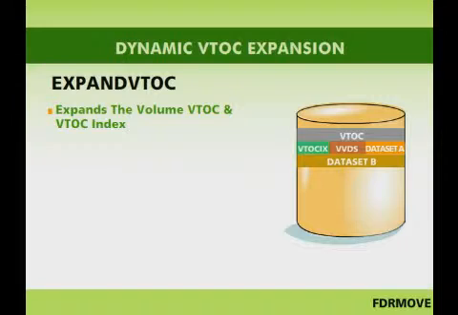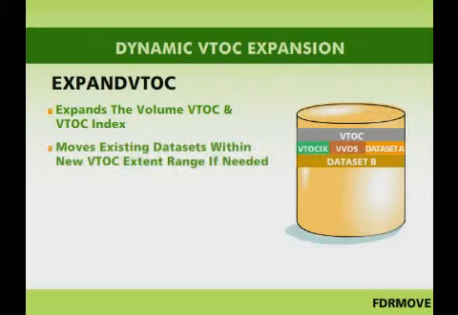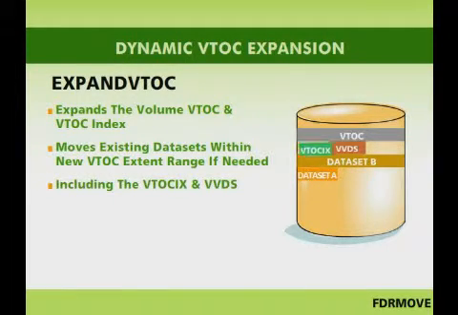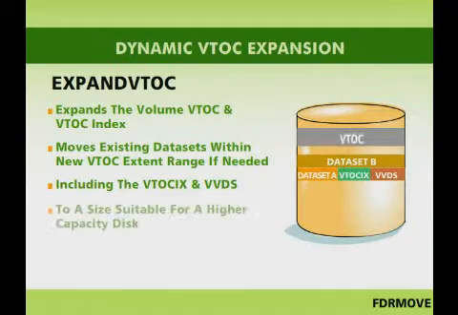The VTOC is expanded to a size you specify, and the VTOC index will be automatically increased if it is less than 1/16 of the new VTOC size. Any datasets that fall within the extent range of the newly sized VTOC will be moved to free space further along the disk. This includes the VTOC index and VVDS. With free space now available after the existing VTOC extents, the VTOC will be enlarged to a size suitable for a higher capacity disk.